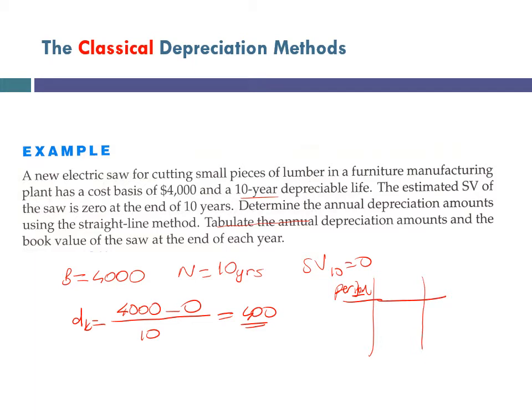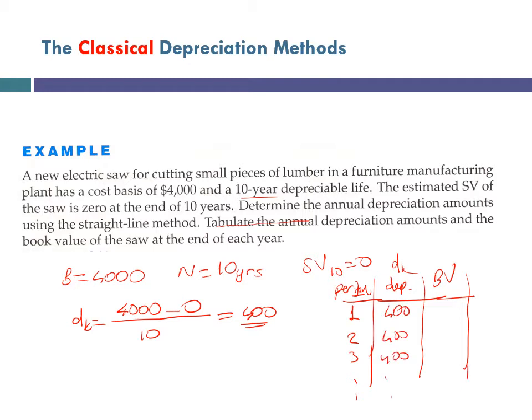We can write here depreciation, simply DK. We can write here book value. And period 1, 2, 3, we can go in this way. The amount of depreciation at each year is 400, 400, 400.